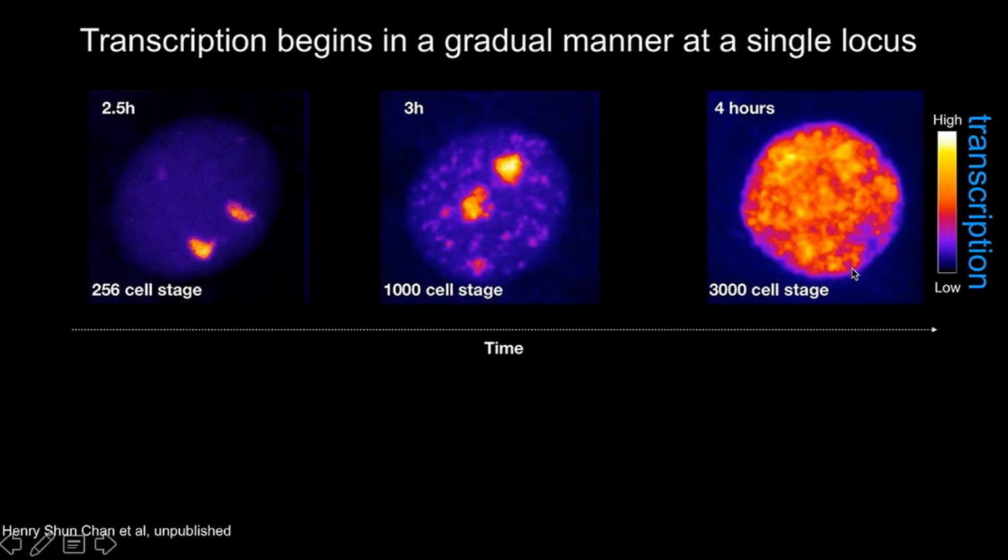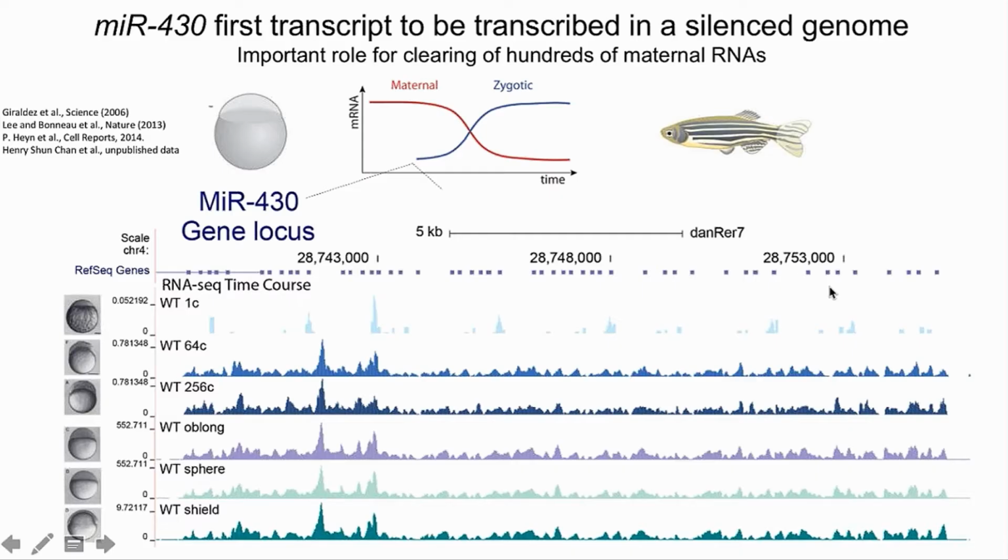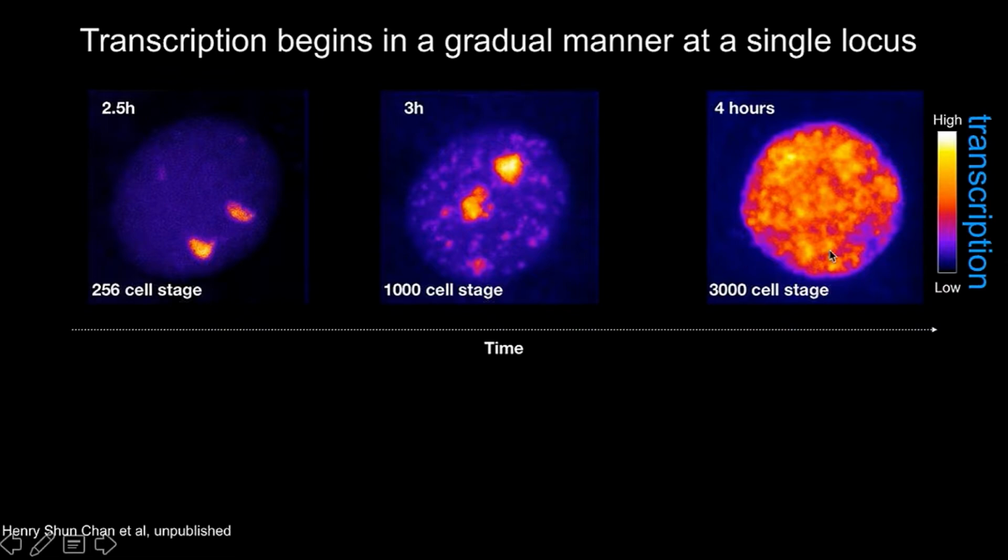And what we did was basically to understand when transcription really begins in the early embryo, we backtrack in the early stages, and you can see here 3 different stages where we are labeling transcription at a single nucleus of that embryo.